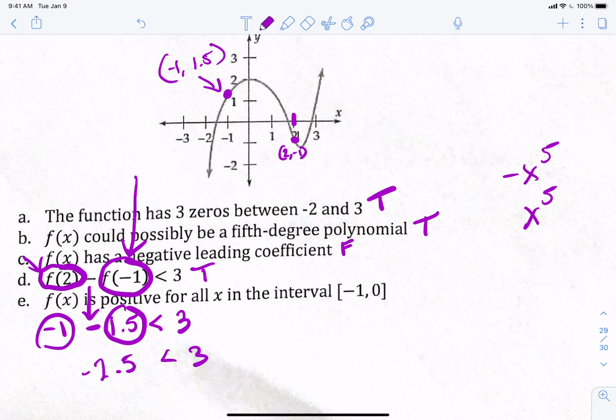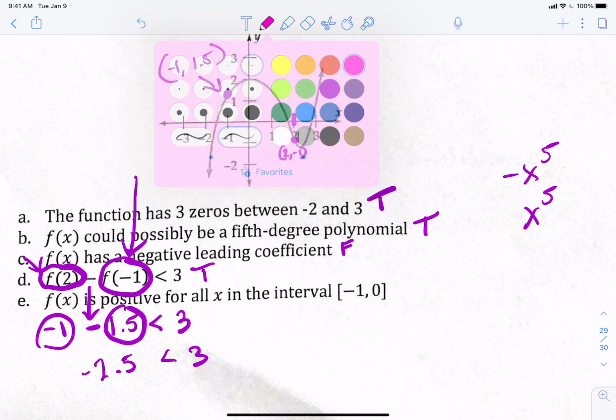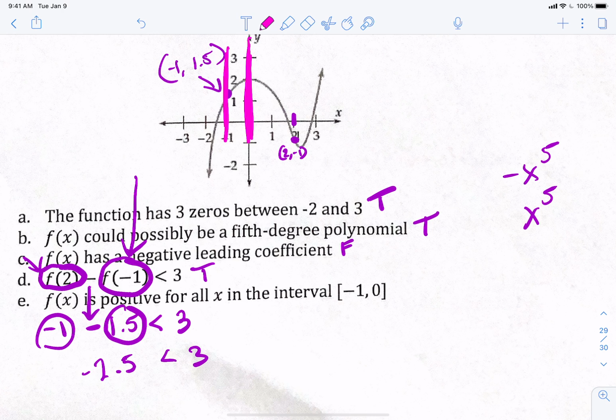Okay? Last one says f of x is positive for all values in the interval from negative 1 to 0. Okay, negative 1 to 0 is this chunk right here. What does positive versus negative mean? The line. Like, is it above the x-axis or is it below the x-axis? In that chunk, everything is above the x-axis. Yes, it is positive right here. All of those values are positive numbers, positive y coordinates. So true. All of these are just having you dissect the graph and look at pieces of the graph.